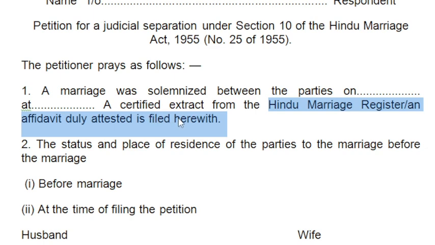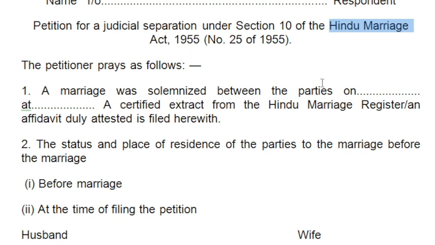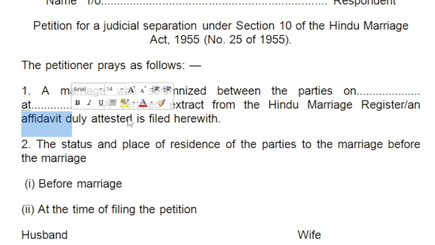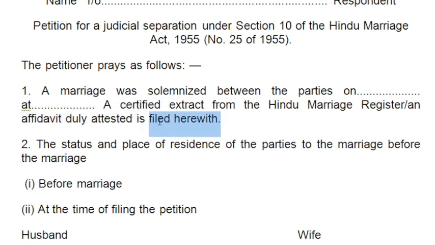the certified extract from the Hindu marriage register, with the affidavit duly attached therewith. Whenever there is a marriage under the Hindu Marriage Act, you can also register your marriage, although it is not mandatory. So if you have registered the marriage, you can also attest the affidavit and the certificate. You have to mention in the affidavit that the certificate is extracted from the Hindu marriage register.